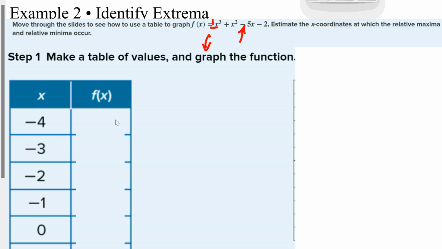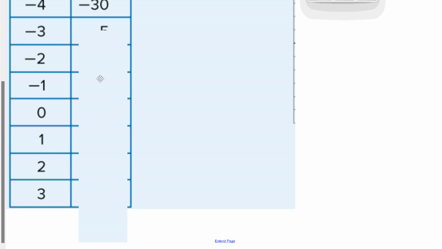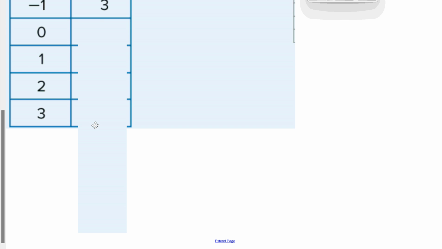So if I plug in -4 into this equation, I get 30. If I plug in -3, I get 5. If I plug in -2, I get 4. If I plug in -1, I get 3. Plug in 0, I get -2. Plug in 1, I get -5. Plug in 2, I get 0. And then finally plug in 3, I get 19.